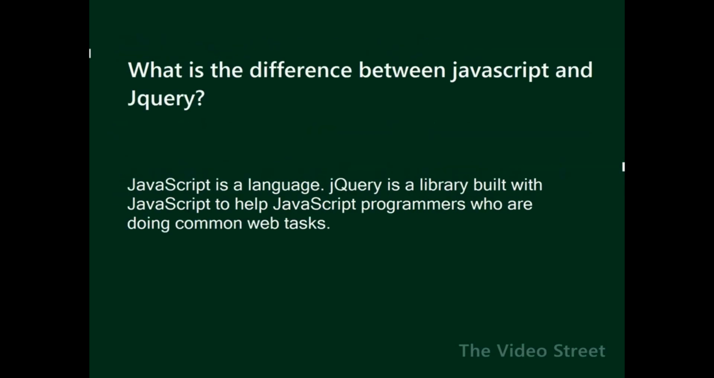What is the difference between JavaScript and JQuery? JavaScript is a language. JQuery is a library built with JavaScript to help JavaScript programmers who are doing common web tasks.